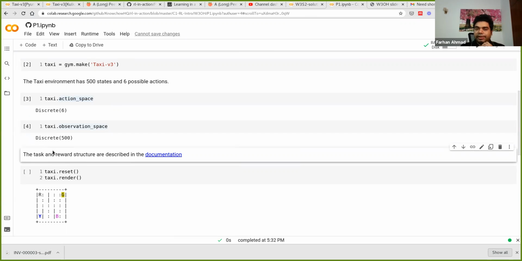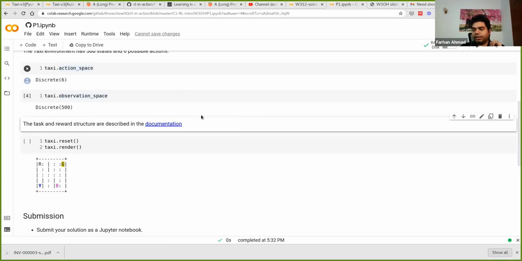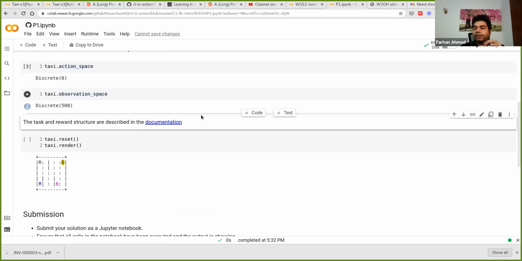Now again, how there are 500 different states, that is already explained in the documentation, and that is something that we also sort of need to figure out during the project, when you're doing the project, right?